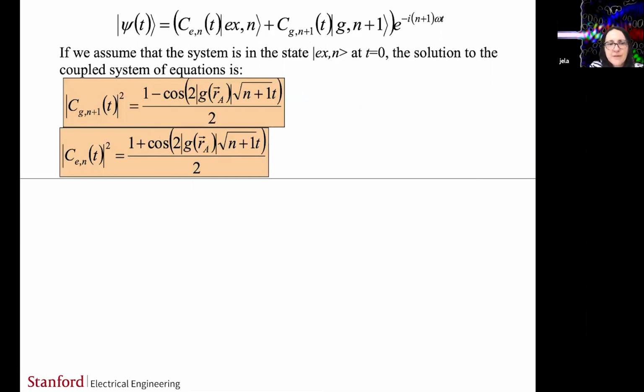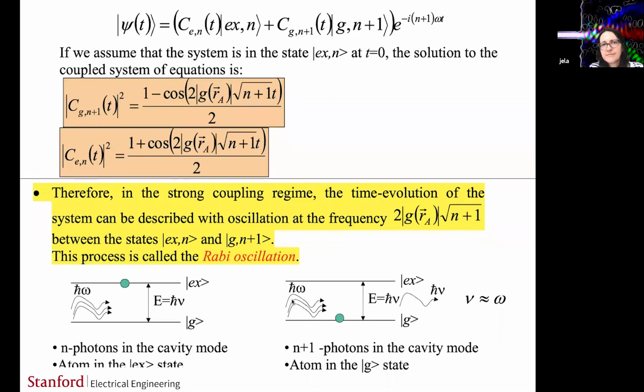So if you initialize the system in the state EXN, what's happening? Same thing as the cartoon that we showed. The system starts from EX with n photons, decays, and the photon goes into the cavity. You have n plus 1 photons and the atom in the state G, it reabsorbs the photon, goes back here, emits a photon, goes back here, reabsorbs a photon, and so on. What's the rate of this? 2g square root of n plus 1, where n is the number of photons that you have initially in the system. So if you start from an empty resonator, where n is 0, the rate is 2g.